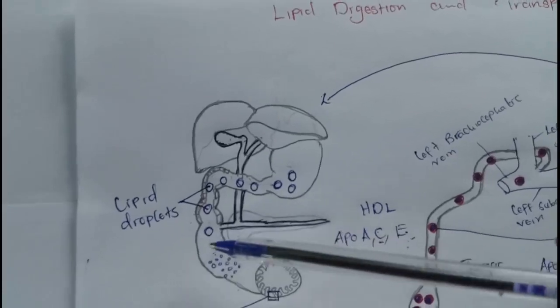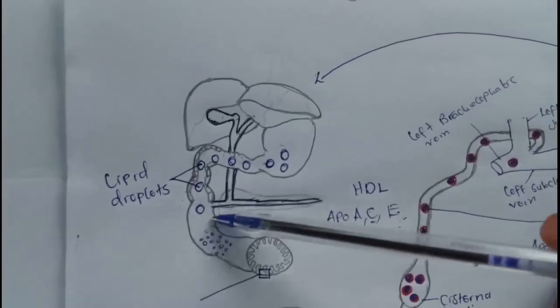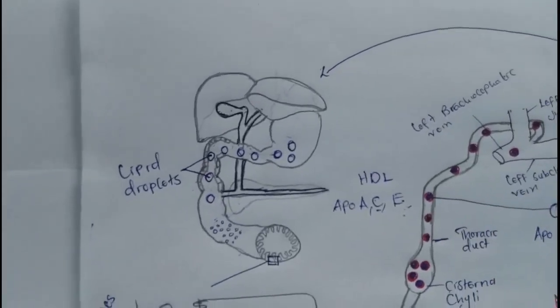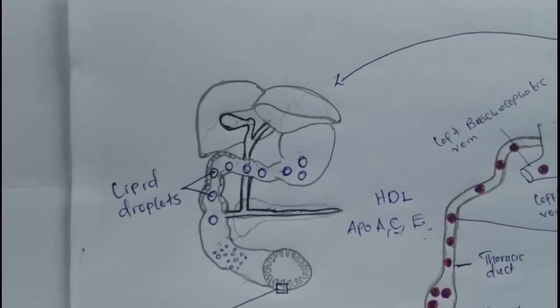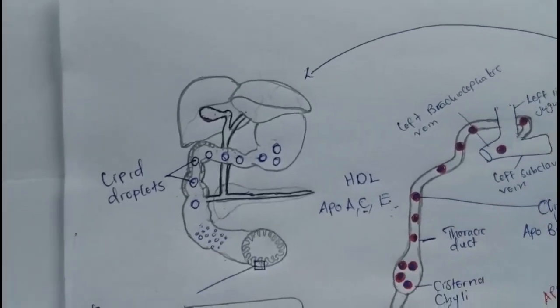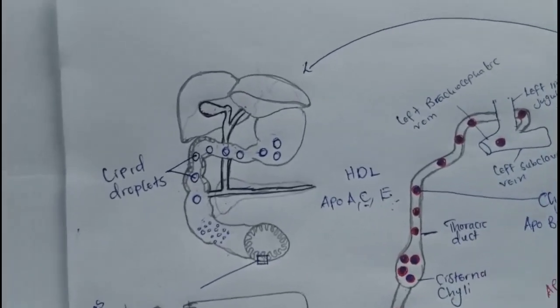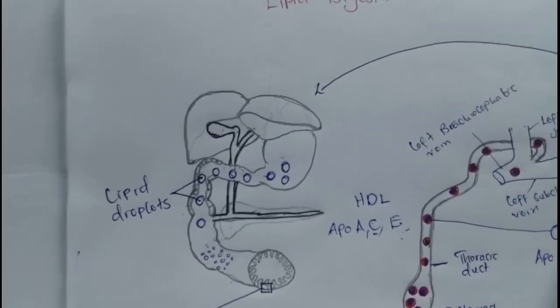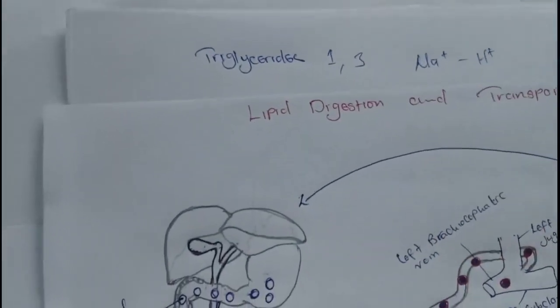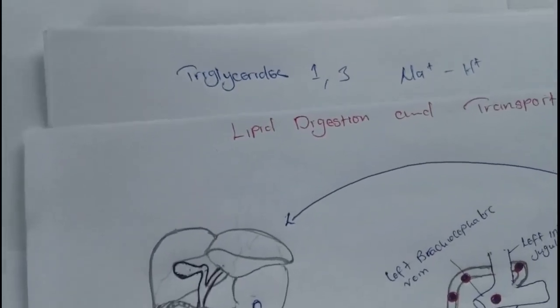When these three factors have been put in place, the pancreatic lipase is able to act on the lipid droplets. When the lipid droplets have been acted upon, it will break down the triglycerides, and they'll be broken down into what? Into fatty acids and glycerol.